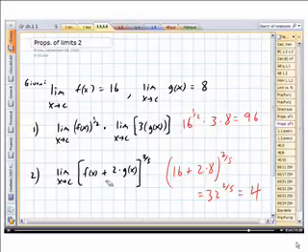Over here, basically these values can be substituted in. You could rewrite the whole thing and split it out in different ways, but basically you're just plugging in 16, you're plugging in 8, and you're evaluating it.